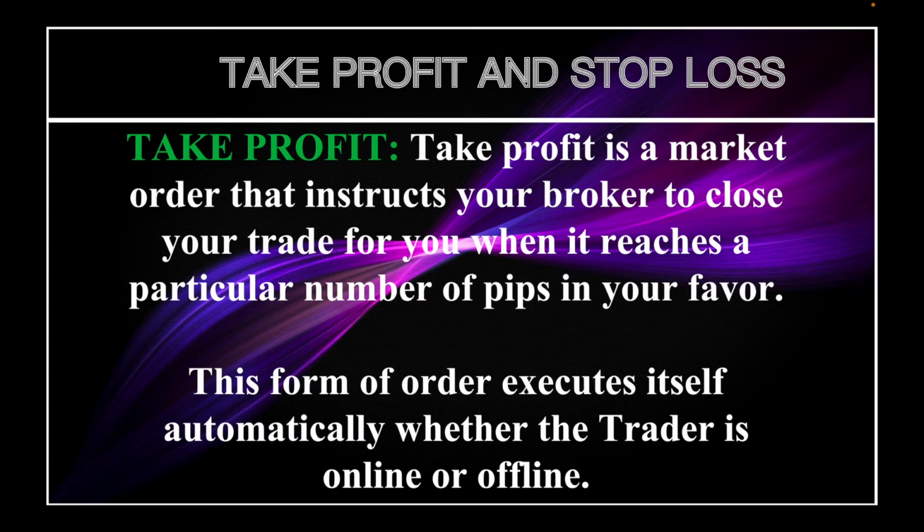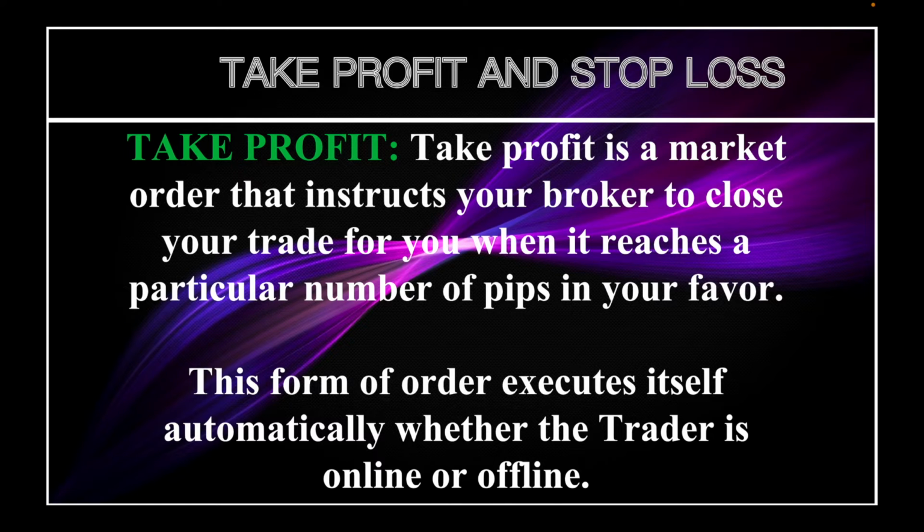Let's look at take profit. Take profit is a market order that instructs your broker to close your trade for you when it reaches a particular number of pips in your favor. Remember, in your favor. That's when you're done with your analysis. Maybe you analyzed, let's say, EUR/USD, that it will go from 1.000 to 1.002. So when you place your buy and the market goes from 1.000 to 1.002, then your trade closes automatically because you placed a take profit order at that particular price. So that's what a take profit order means.